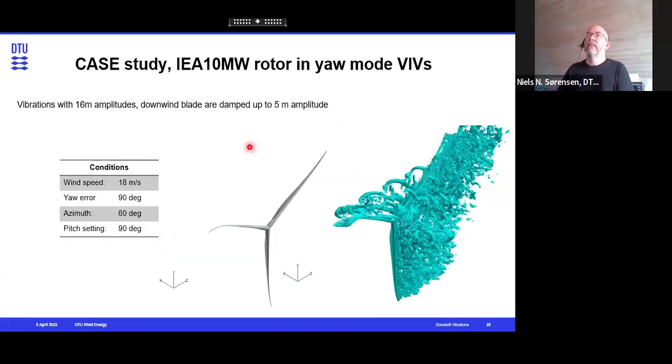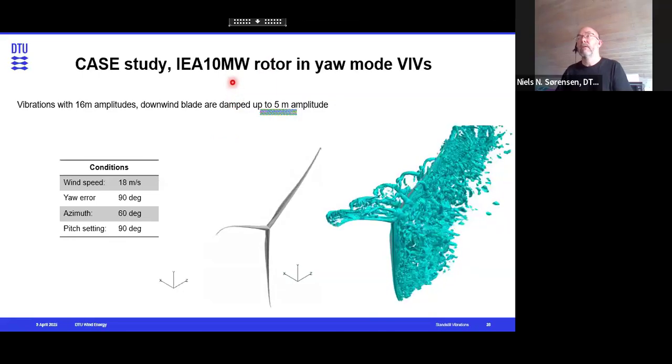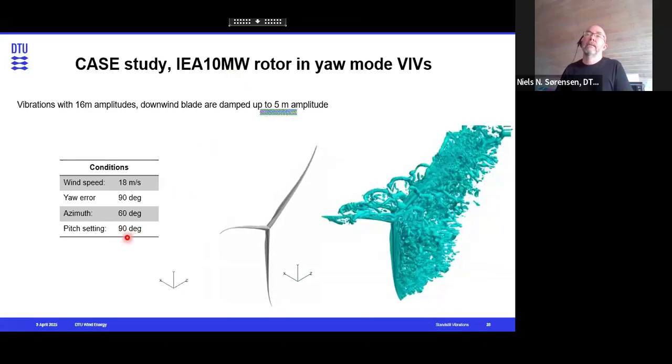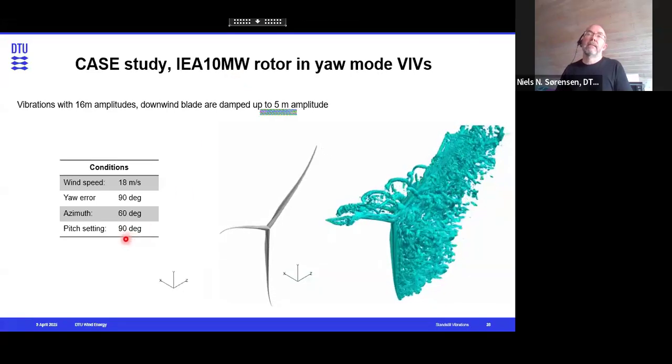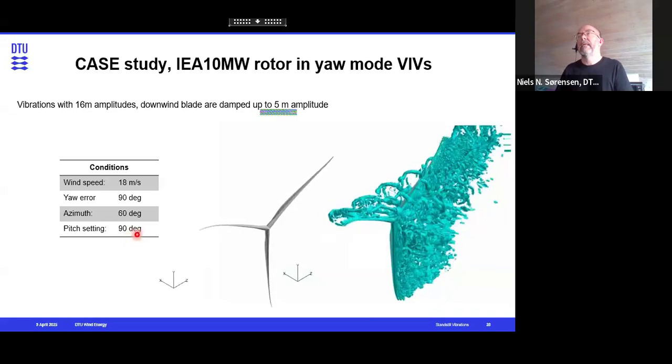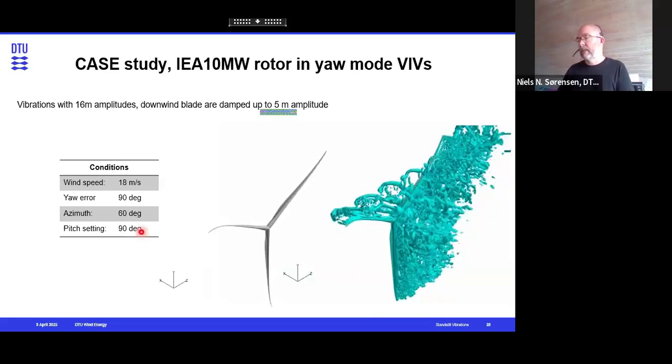I think I will skip this one. And this is just a small animation, not of exactly the same situation, but one where the pitch setting is 90 instead of 80. But also here we see quite big amplitudes in the limit cycle oscillation.